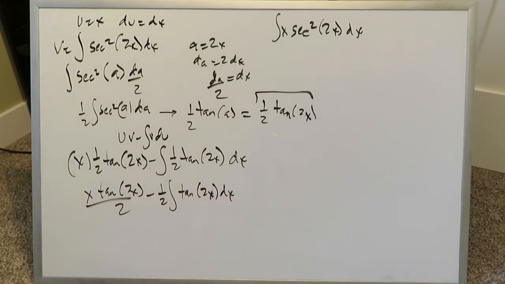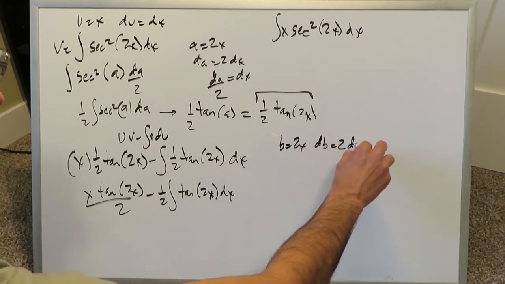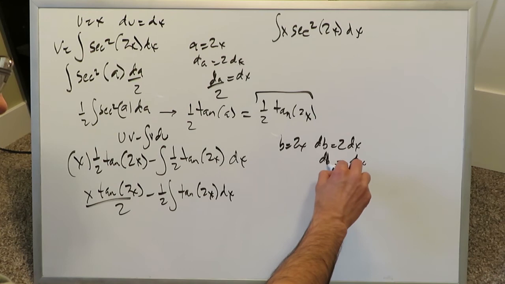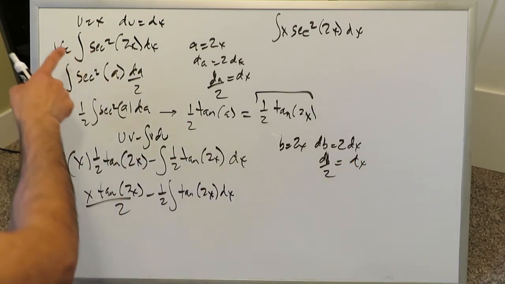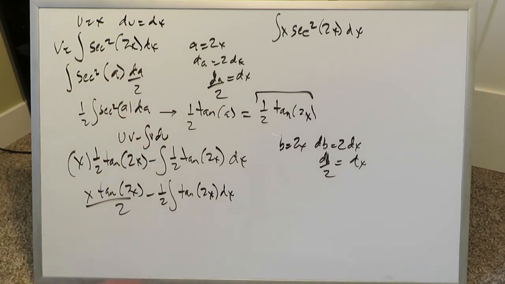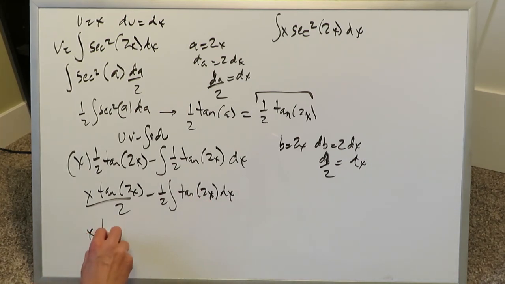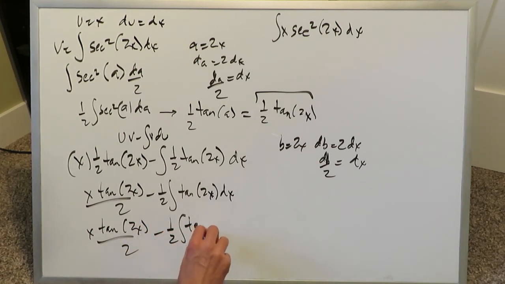This right here is easy to integrate so long as I do another round of polynomial substitution, and I will. If b is equal to 2x, db is equal to 2 dx, and dx is equal to db over 2, and I bring it in here. So this question starts with an integrating by parts technique, followed very quickly by a polynomial substitution technique, now requiring another polynomial substitution technique just to finish it out, and we will. We have x tan 2x over 2 minus 1 over 2 integral tan b db over 2. This over 2 can combine with this and make it a 1 over 4.